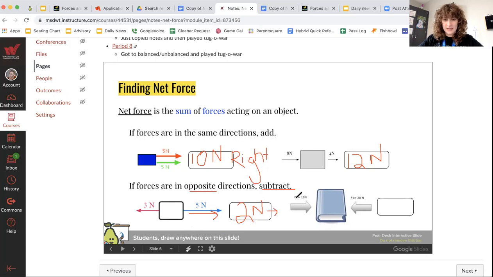Now this one, it says 18 and 20. They're going in the opposite direction. So I'm going to take 20 minus 18. 2 newtons. Now which one's winning? This one's left. This one's right. The left one is the one that's larger. So this one is actually going to be to the left. All right. Clear that. And what's the next slide?